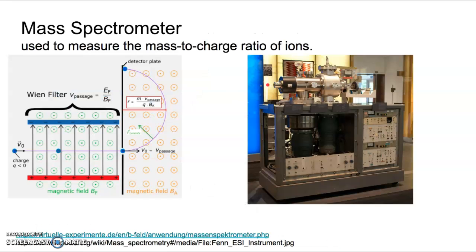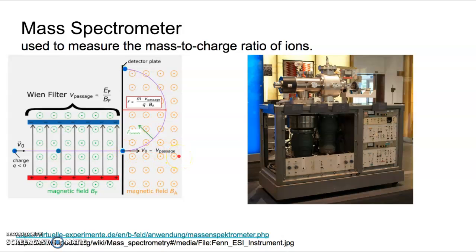Finally, mass spectrometers are very useful for measuring the mass to charge ratio of ions, and that involves sending them through a velocity selector to make sure you just get particular charged particles going at just the right velocity, which then go into this magnetic field, and it's the radius of this which can give you the charge to mass ratio, the mass to charge ratio. So again, you're going to be doing a simulation and a calculation on mass spectrometers.